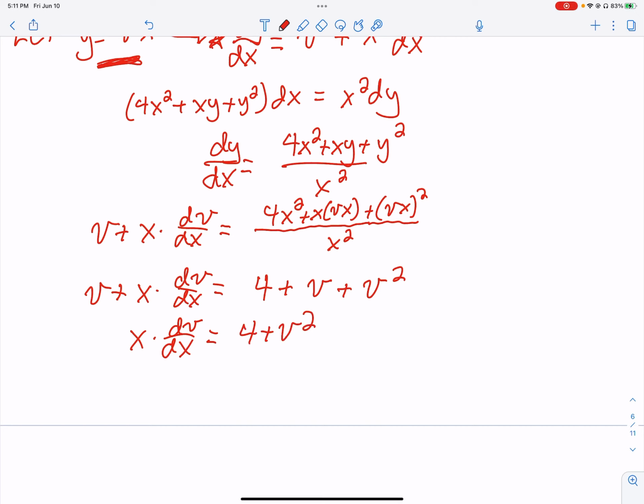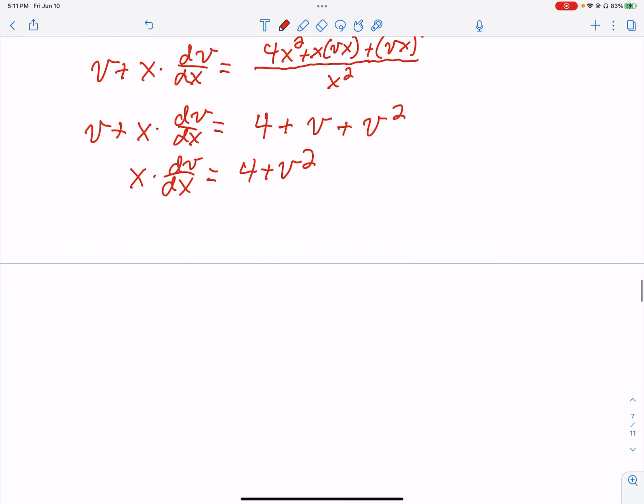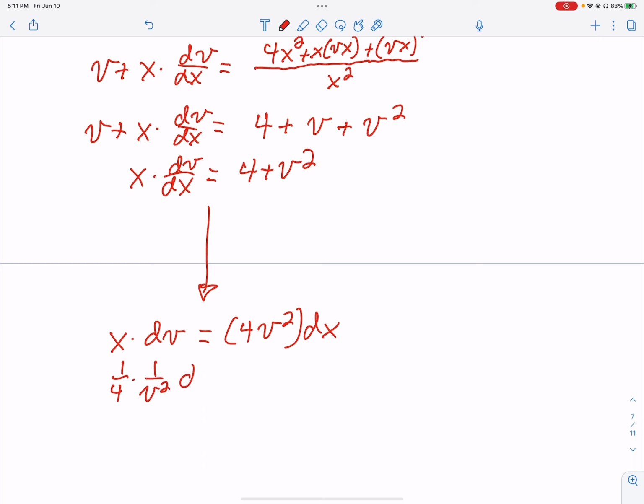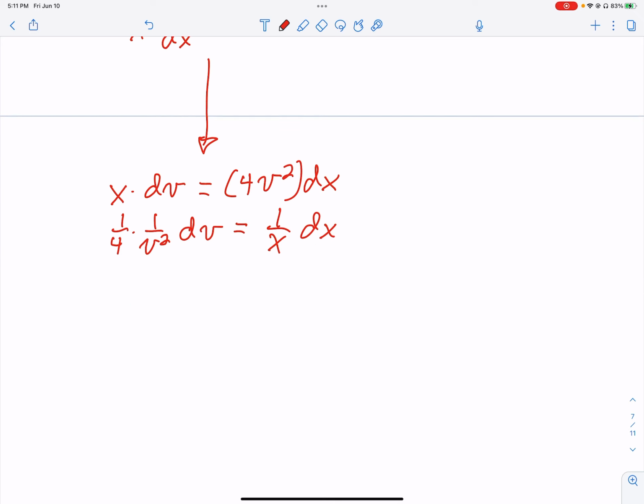Now, it may not feel like it, but this is separable. So let's try to separate that. I'm going to multiply both sides by dx. I'll do it piece by piece here: (4 + v²) dx. I want the v's on one side, so I'm going to get 1/4 over v² dv equals 1 over x dx. So it's dividing both sides by what's in front of the dv and dx.